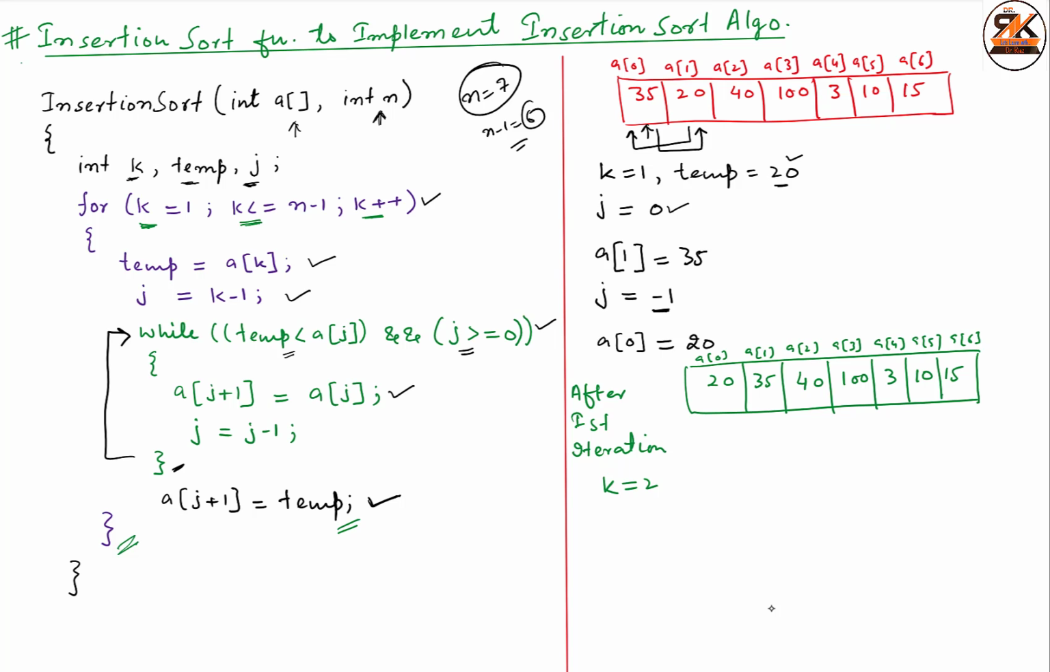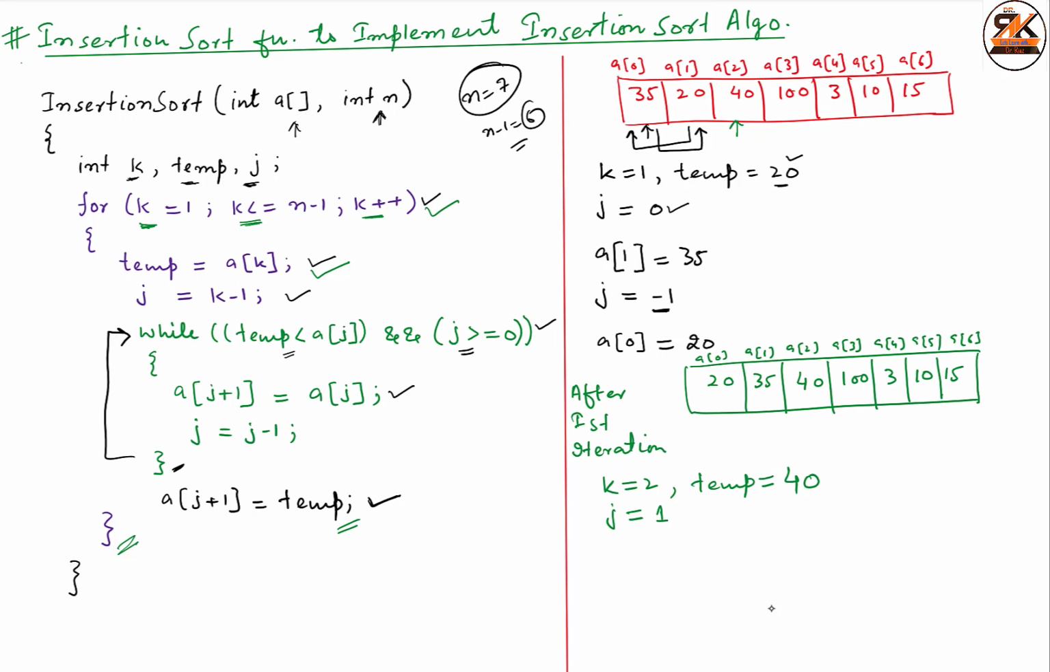Then this statement will be executed, and temp will be equal to a of k, means a of 2. So this value, that is 40, will be stored in temp. So 40 will be stored in temp, and then j will be equal to k minus 1, that is 2 minus 1.